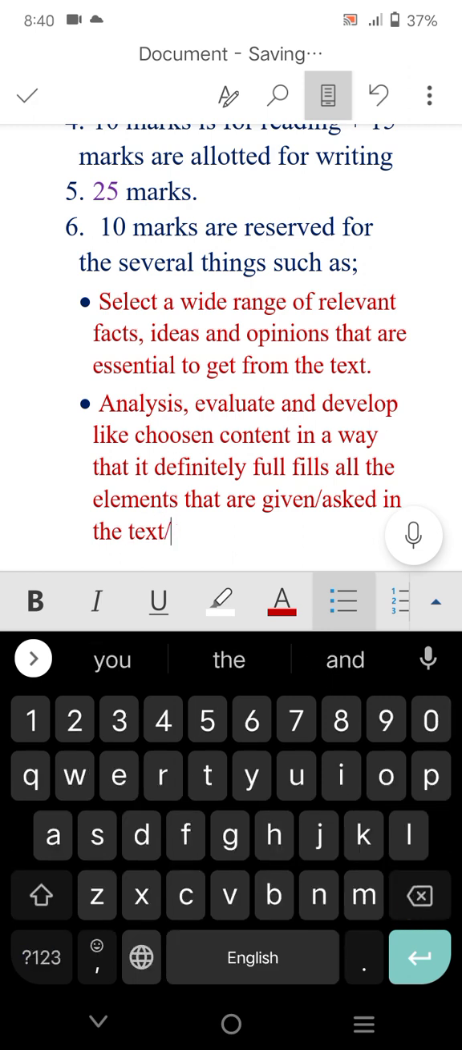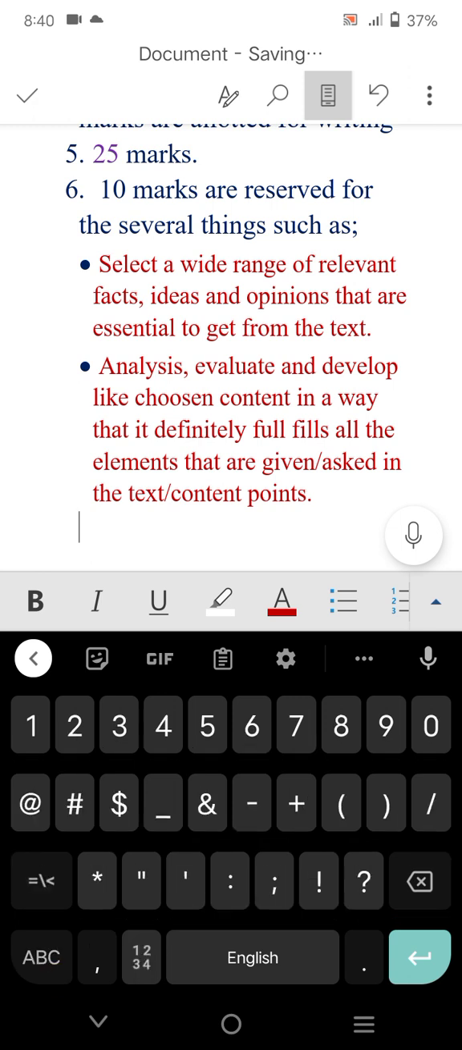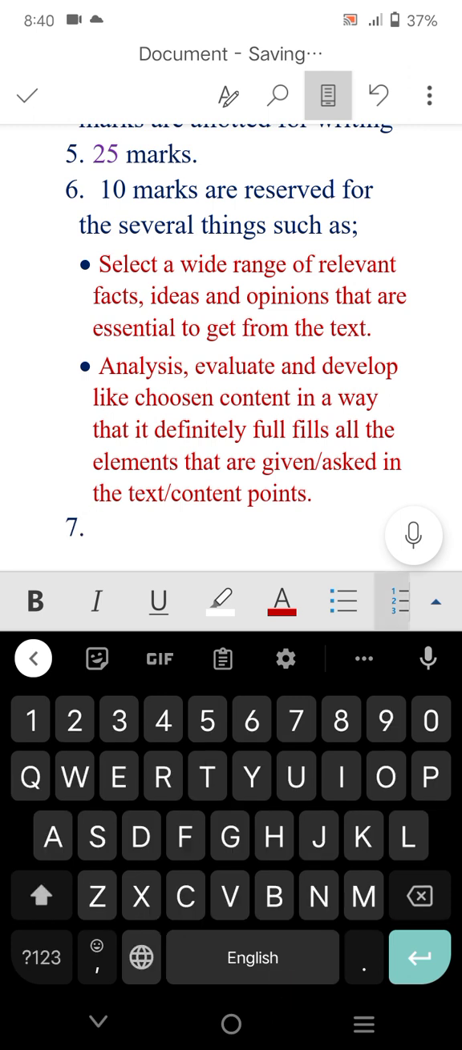or you can say the content points, which are the most important ones to determine, because it is necessary for you to determine them, because until and unless you properly get the passage and understand it, you would be able to evaluate and write extensively about the given topic.